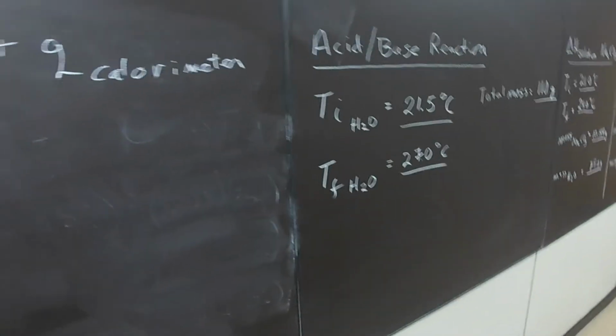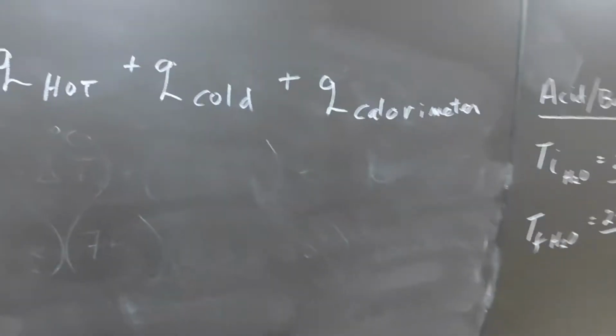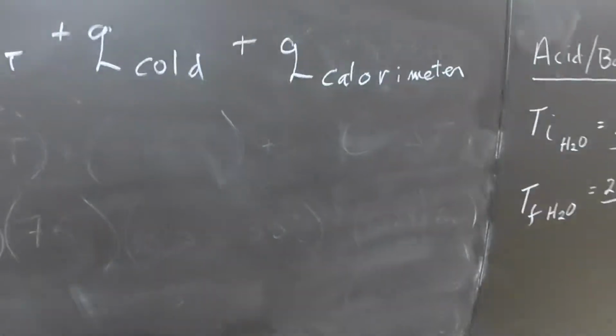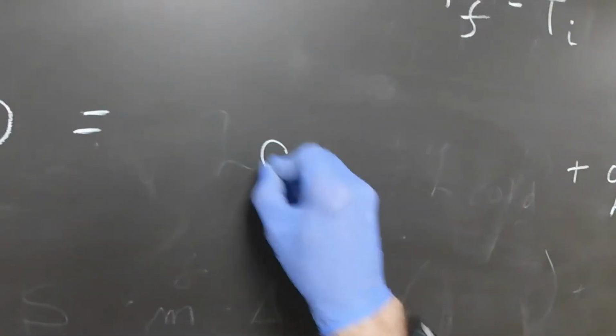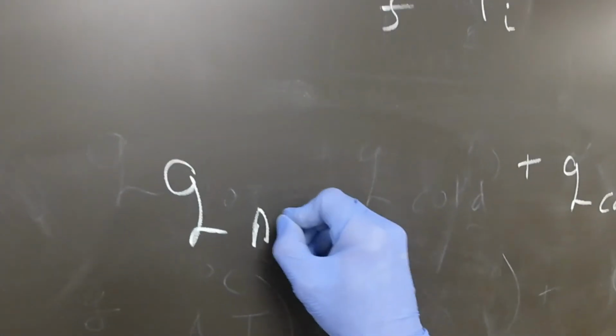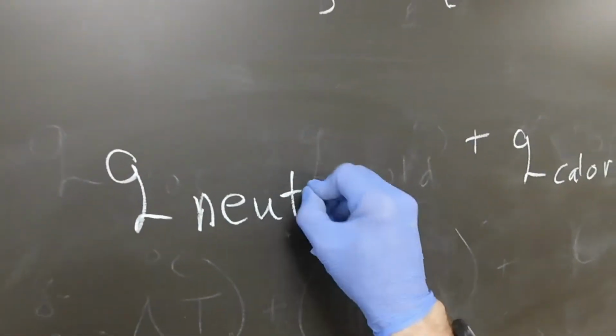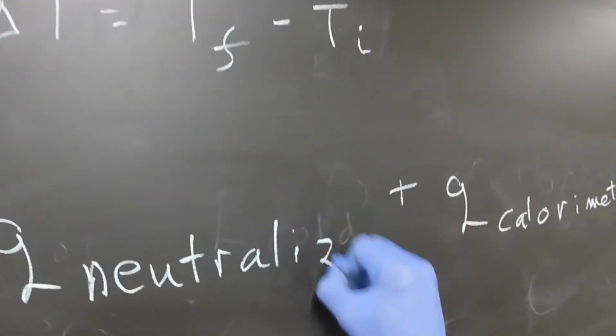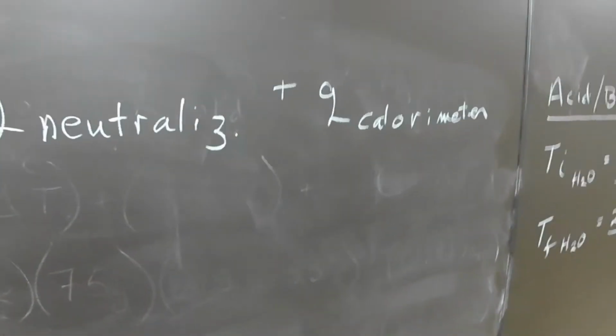Okay. We still have to be equal to 0 because our system is isolated. But in an acid-base reaction, what we've got is only two terms, actually. We have the heat of neutralization and the heat of the calorimeter. So the heat of neutralization is going to be calculated like this.